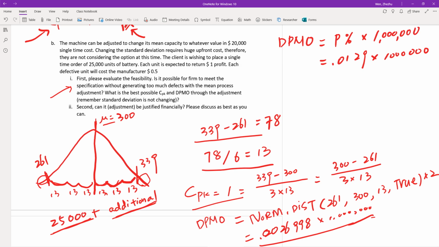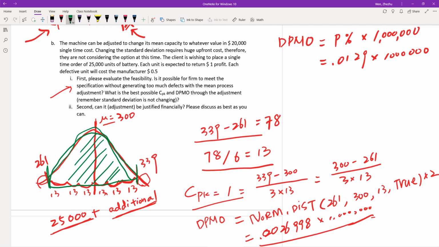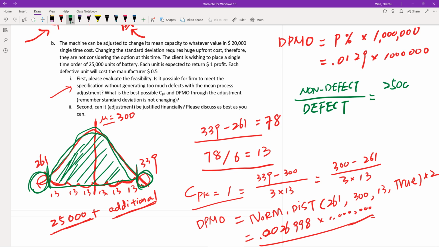So in other words, the 25,000 units are what belong here, and you also need to think of how many defects will be generated during the process. Simply, you can do non-defect versus defect, in terms of count. So you know the non-defect count is going to be 25,000.